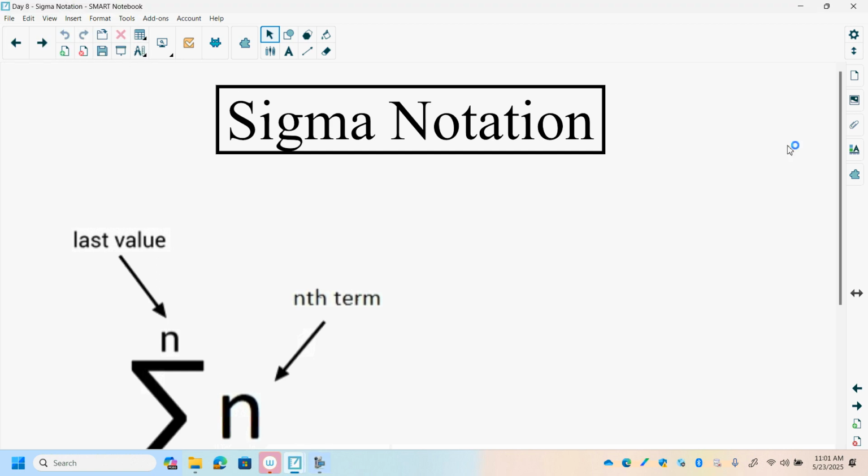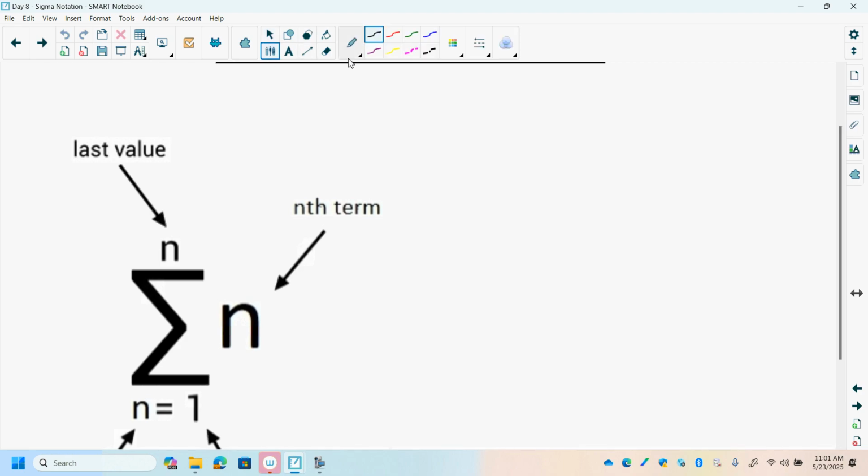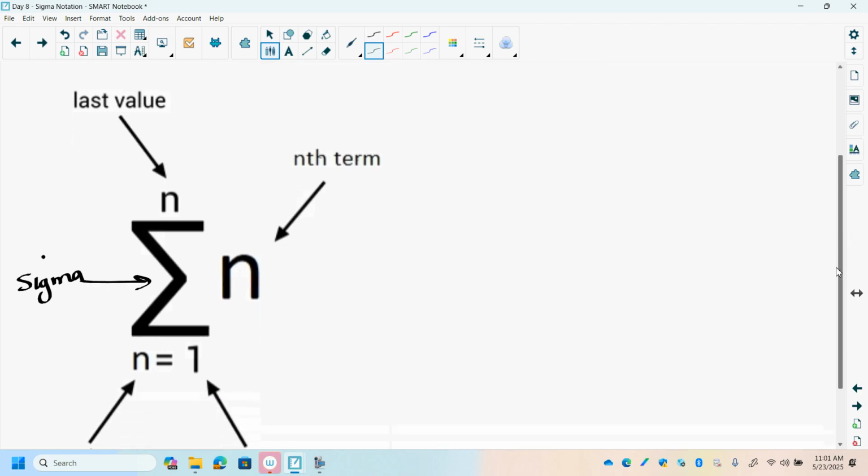Today's lesson, we're going to be talking about sigma notation. First of all, what is sigma? Sigma is this Greek letter you see right here. Anyone ever see sigma before? Yes. Anyone ever use Microsoft Excel? Anyone know what sigma means? Absolutely, Alyssa. Yeah, sigma means you're calculating the sum. Okay, so we're going to be adding terms.